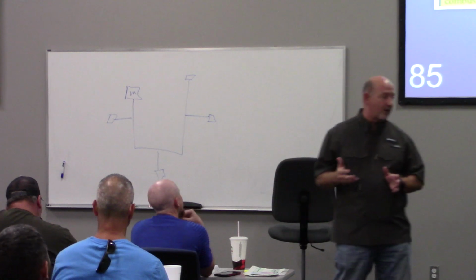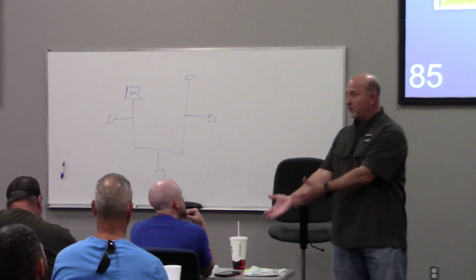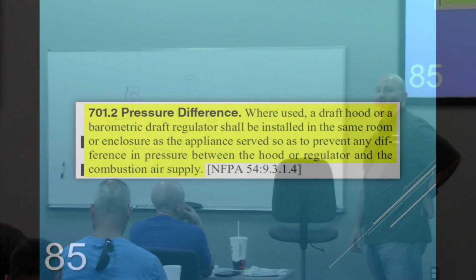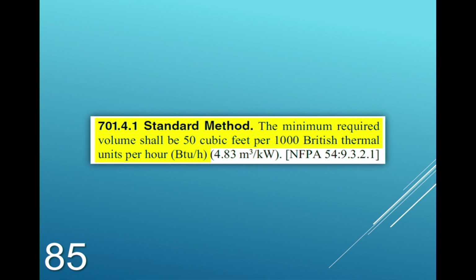Now, I don't know if the code was smart enough to do this in this order on purpose, but I like the order they gave me, because if the room is big enough, do you agree I don't need to talk to either one of those guys about cutting holes? Make sense? So step down below there, highlight for me 701.4 and then 701.4.1. What is 701.4.1? Standard method to provide what? The minimum required volume. Indoor combustion air, right? To provide 701.4. It says the minimum required volume shall be 50 cubic foot per 1,000 BTUs per hour.